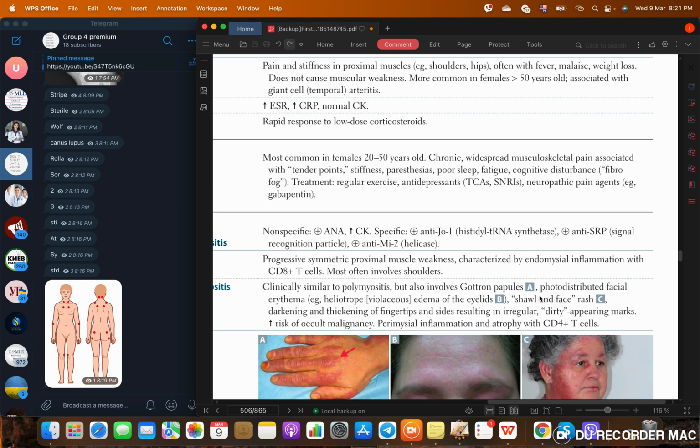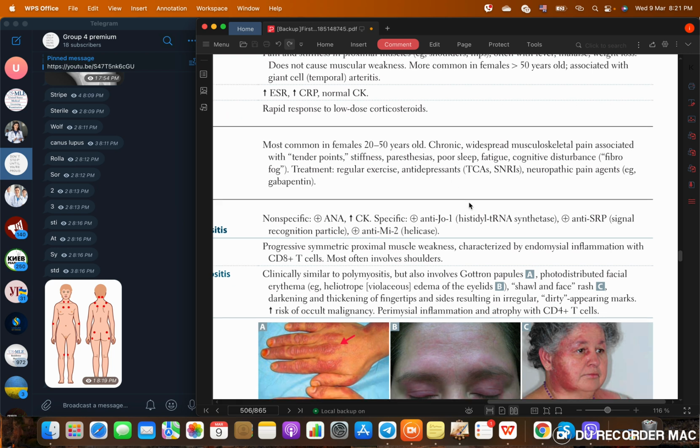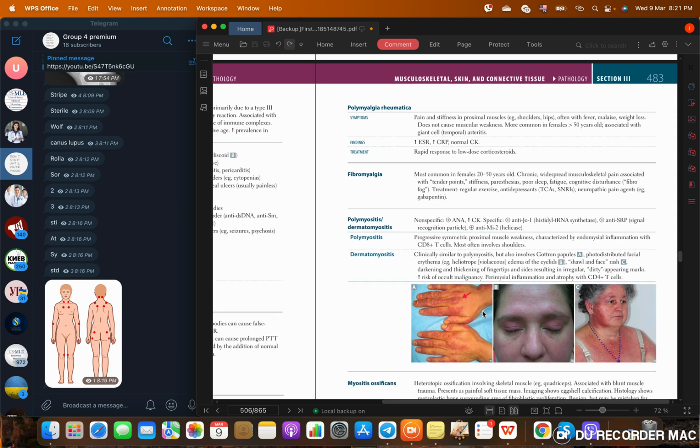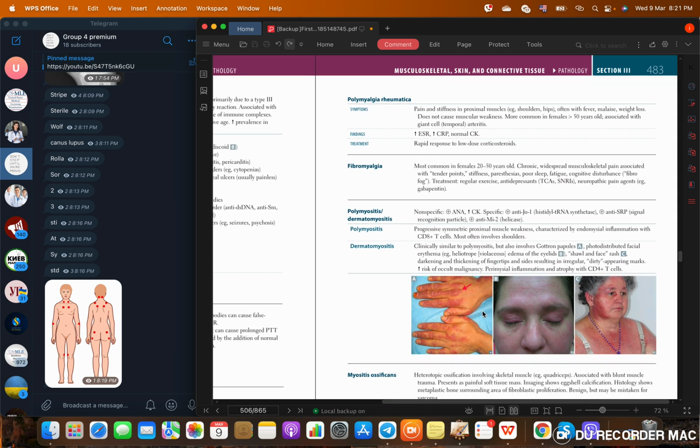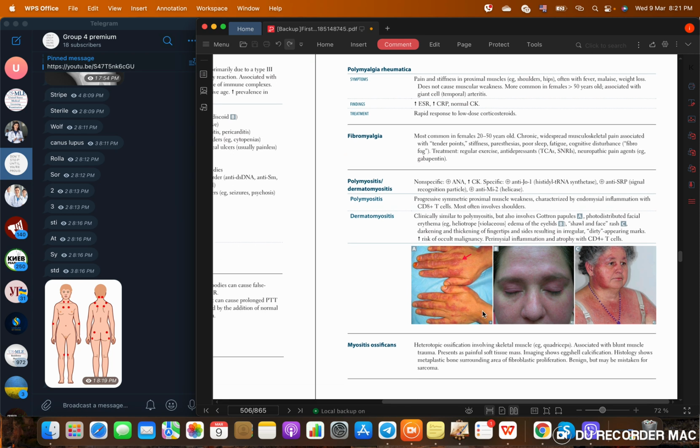So the Jo-1 is a histidyl-tRNA synthetase, and the SRP is a signal recognition particle, and the last one, Mi-2, is the helicase. As you can see, all of these play a role in the process of gene expression. Please do not mistake the antibody against helicase with Bloom syndrome. That was due to a deficiency of helicase, not because of an antibody against it.